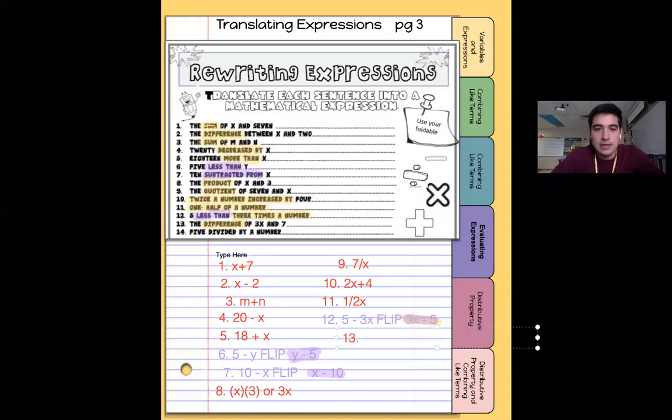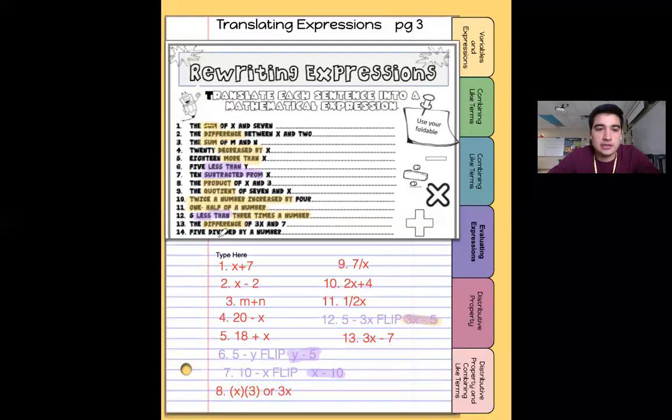So 13, the difference means subtraction. So the difference of 3x minus 7, right? We write them in order. 3x comes first, so 3x minus 7. That's it, easy.